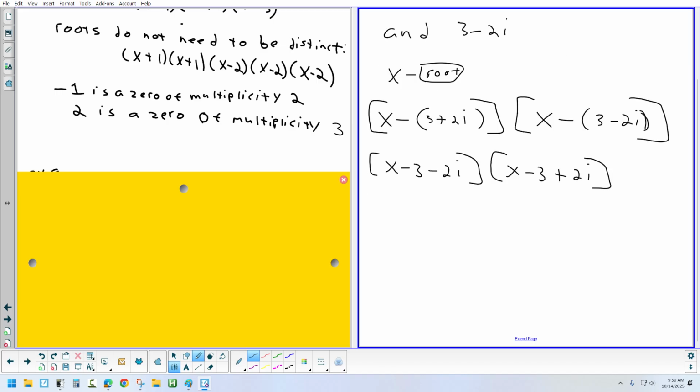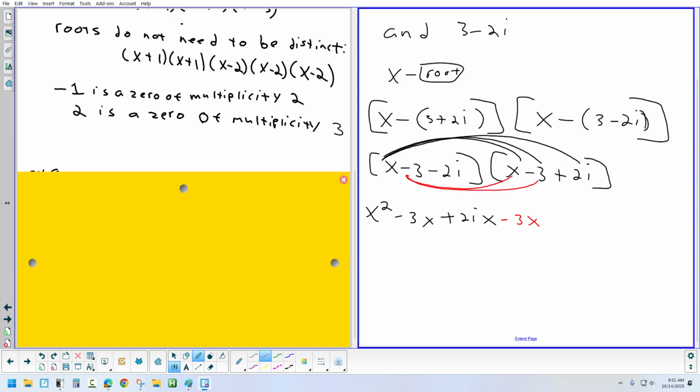Now, hint, when you are writing a polynomial, there should not be any i's left in your answer. So somehow all the i's need to cancel out here. Okay, let's see what happens. So we're going to get x squared minus 3x plus 2ix. So that's the first one. Then we're going to get minus 3x plus 9 minus 6i. So there's the second one.